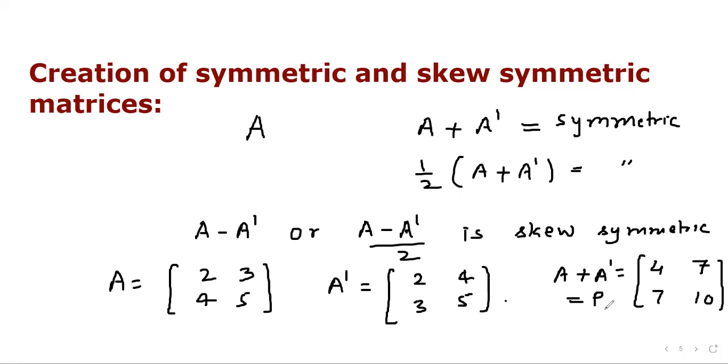Suppose this is equal to P. If we find P dash, we will get the same thing. So clearly it is symmetric. Even if you write 1 by 2 of this, that will also be a symmetric matrix. Now let's consider the case of skew symmetry.